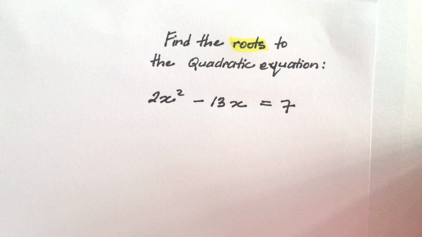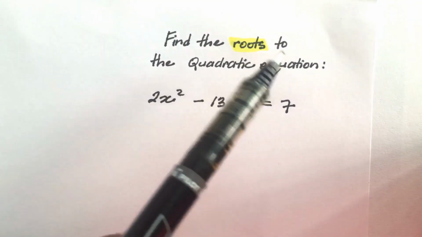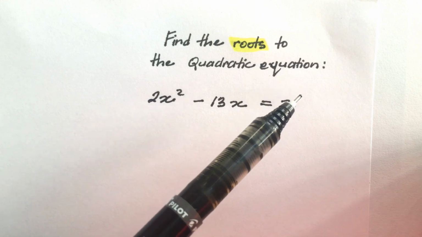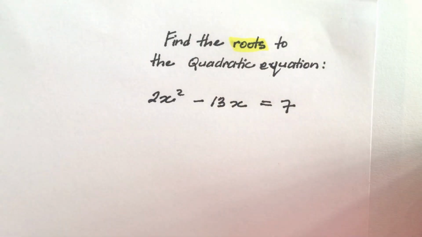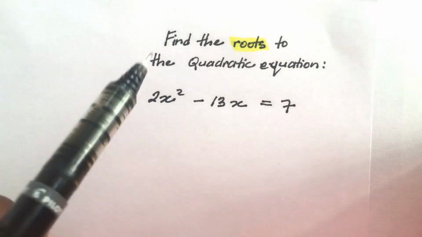Good. Let's look at another example. Find the roots to the quadratic equation. And all that means is to just find the values of x that make the expression equal to 0. Or just solve it. So look at it.